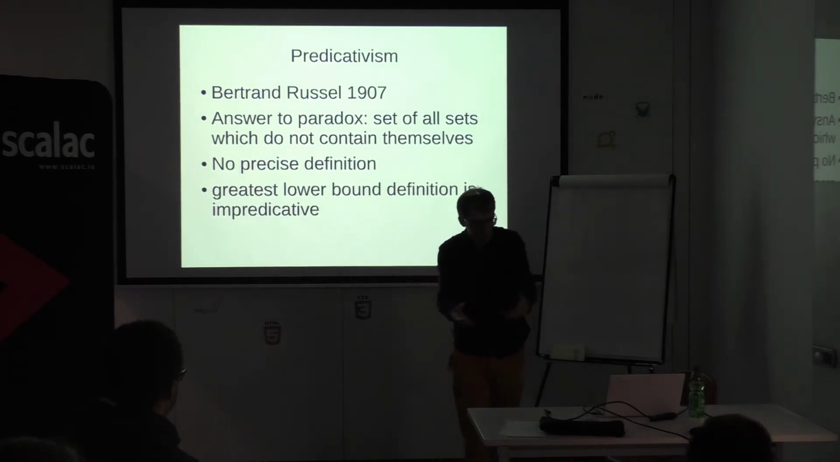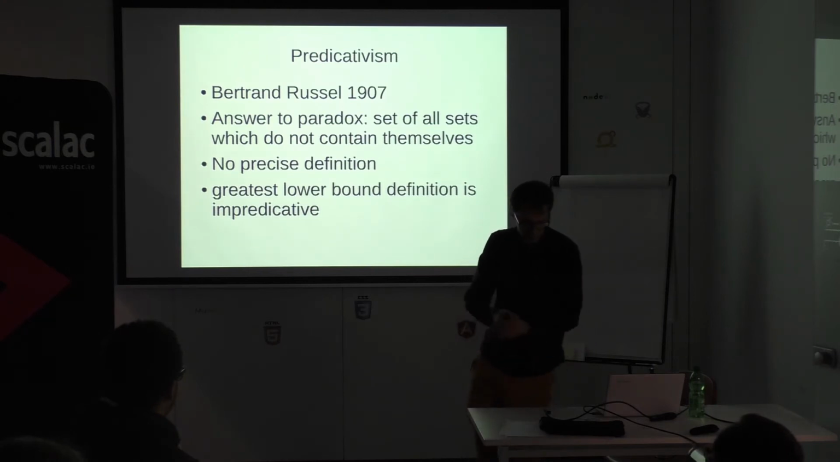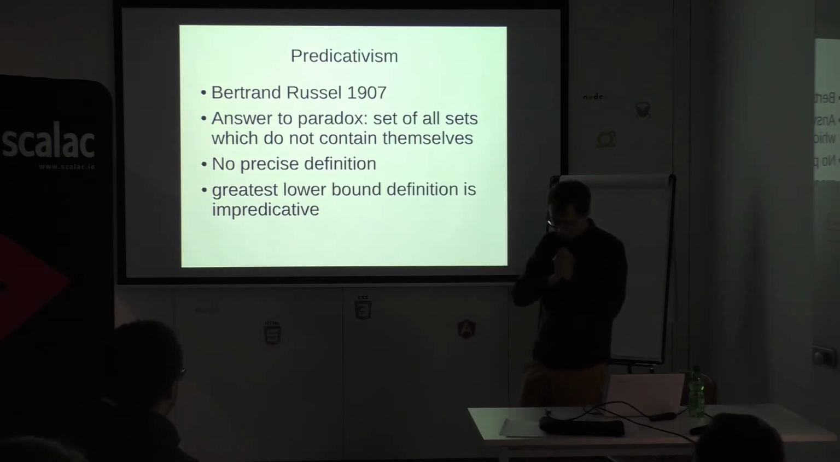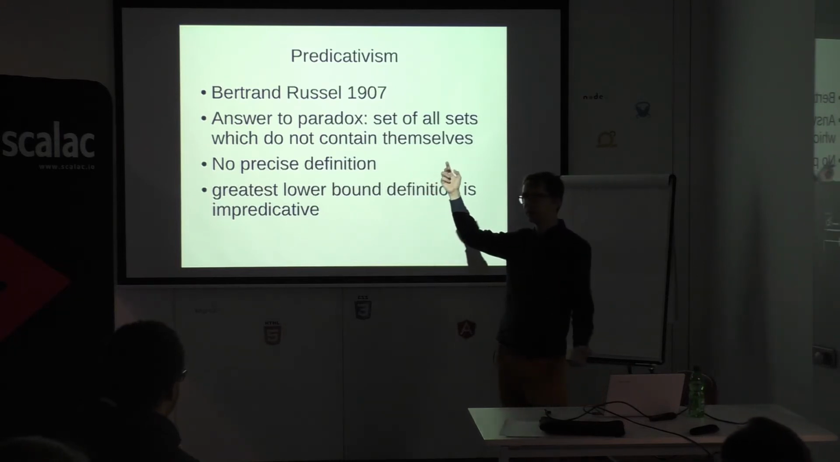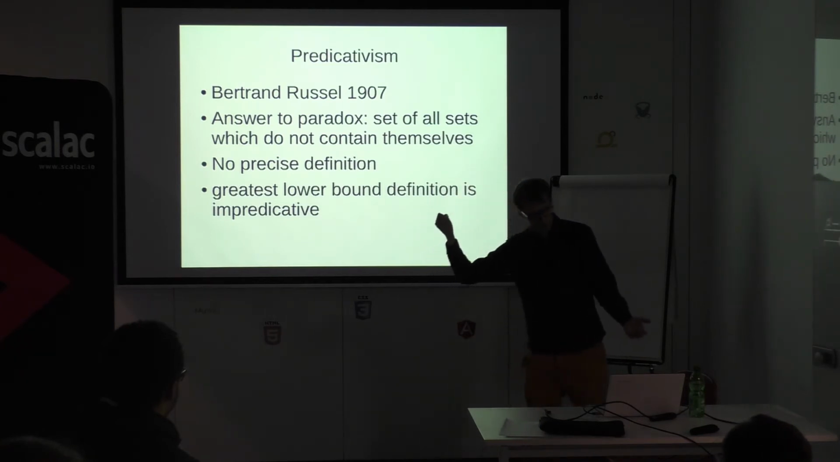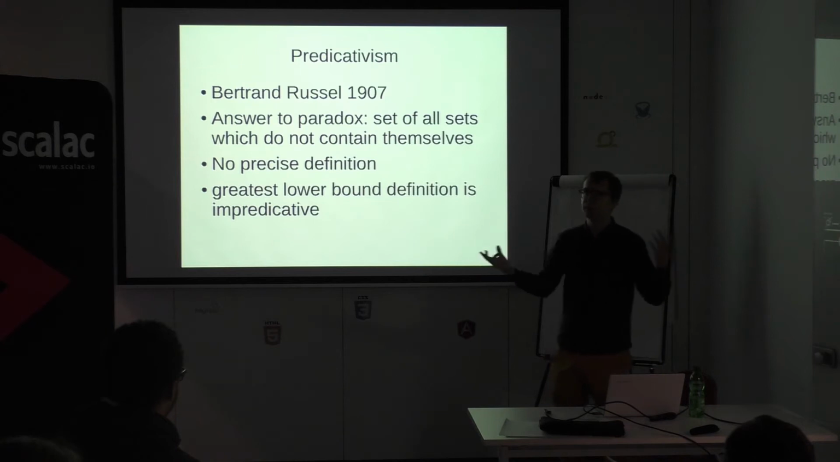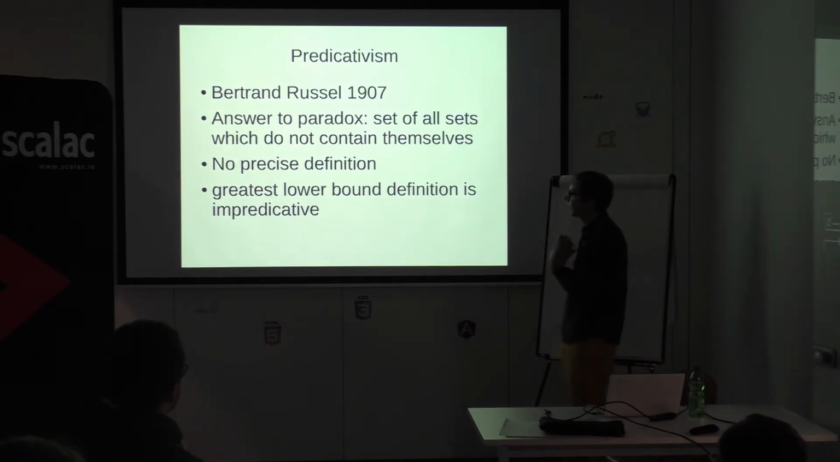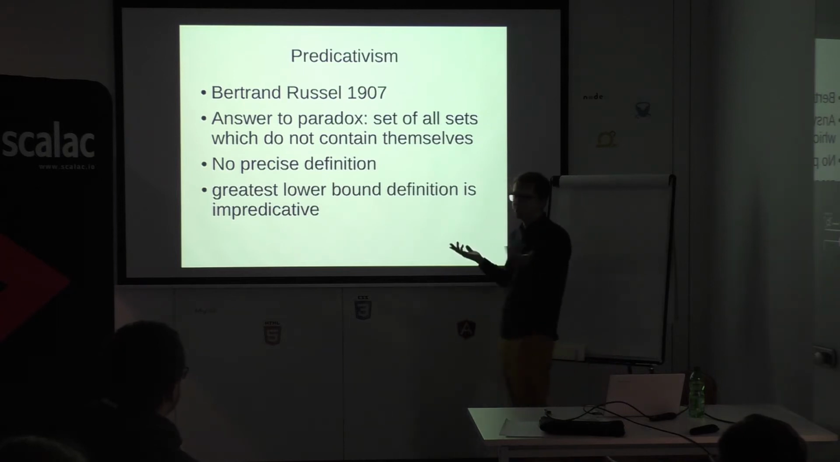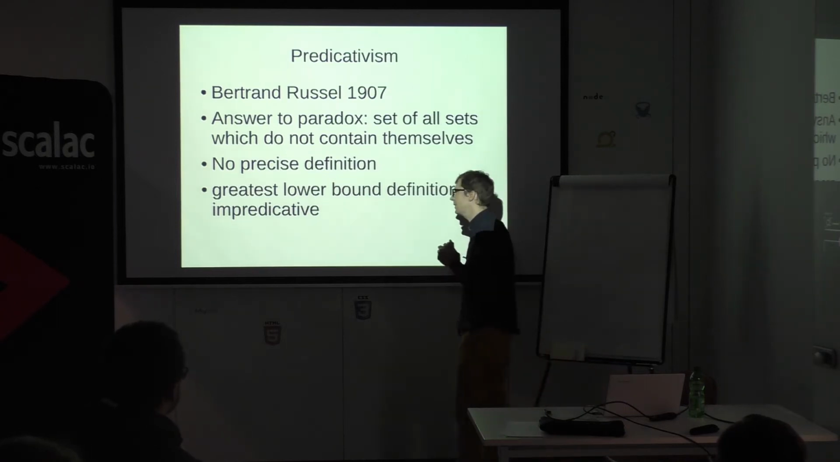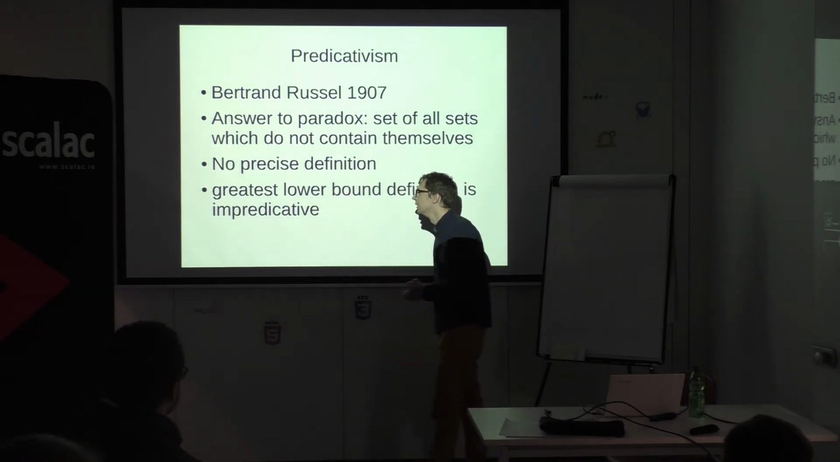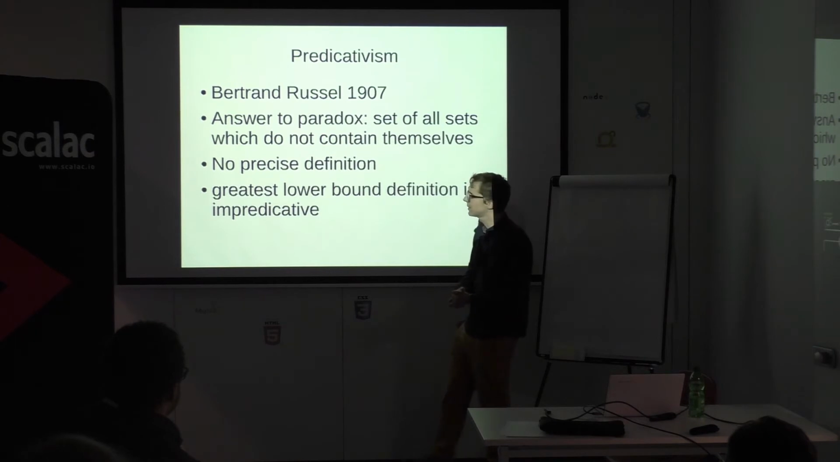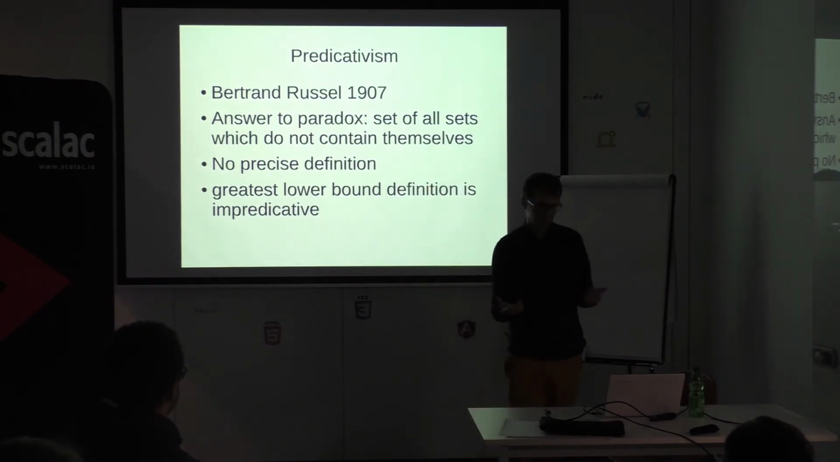So he basically translated the whole of mathematics onto this predicative type theory with an infinite hierarchy of types, but somehow it didn't catch on. Only Russell himself and Whitehead used that theory, pretty much no one else. And why is that? Probably because mathematical analysis, which is a very important branch of mathematics, is fundamentally impredicative. For example, the greatest lower bound definition is impredicative.